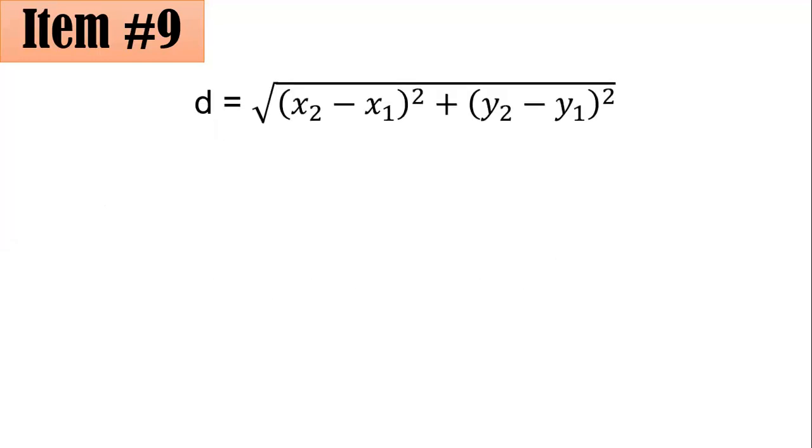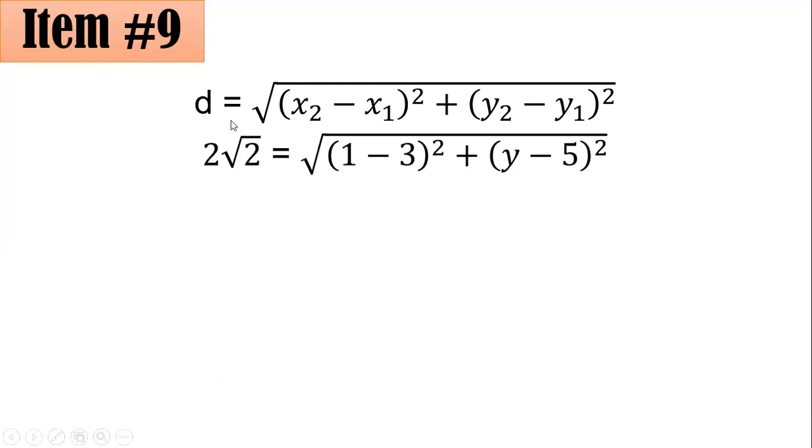So we are given 2 points and the distance between them is indicated. That means we could utilize our distance formula, which is d equals the square root of the quantity, the square of x sub 2 minus x sub 1, plus the square of y sub 2 minus y sub 1. By substitution, the distance between them is 2 square root of 2 and equals 1 minus 3 quantity squared plus y minus 5 quantity squared. To remove the major radical on the right hand side, we will square both sides.